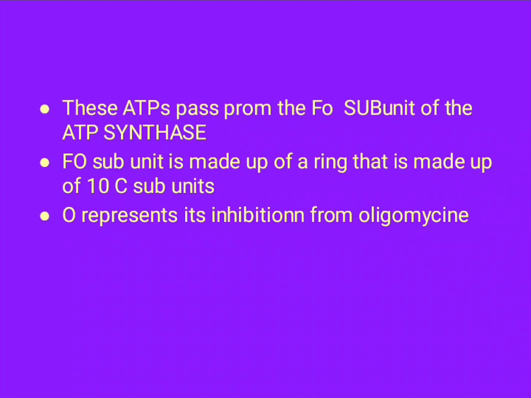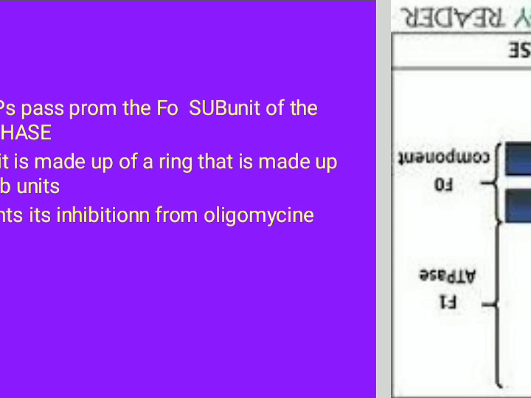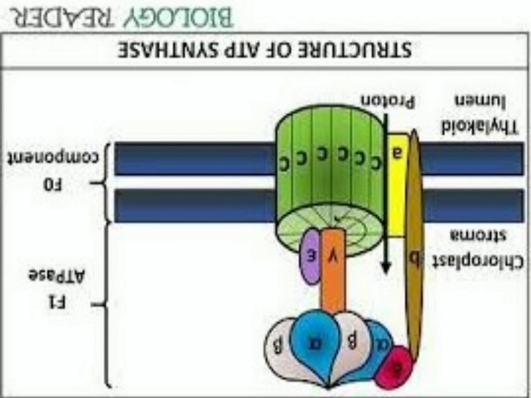The hydrogen ions pass through the FO subunit of ATP synthase, and the FO subunit is further composed of 10 subunits. The O in FO stands for its inhibition by oligomycin. This is the structure of ATP synthase. Only the writings are inverted, but the structure is totally accurate. As you can see, the green color represents the FO subunit and the rest of the structure represents the F1 subunit of the ATP synthase.